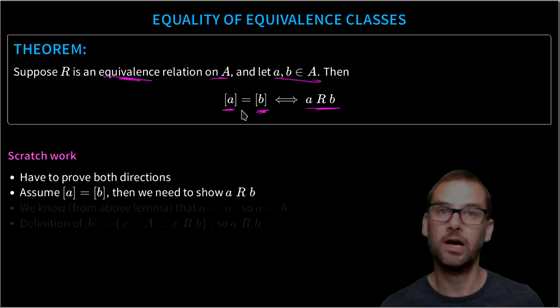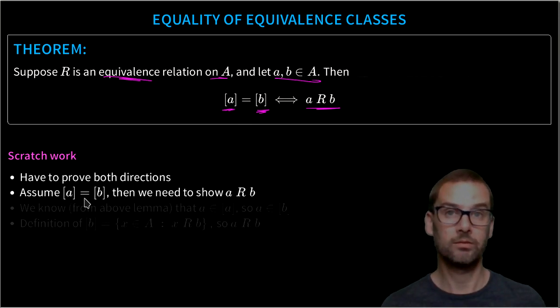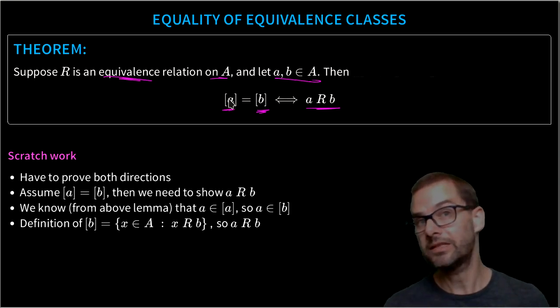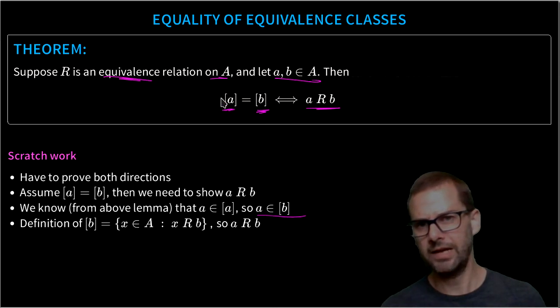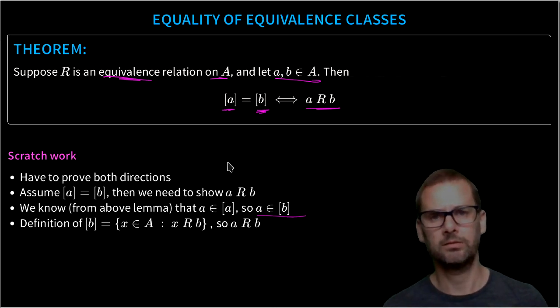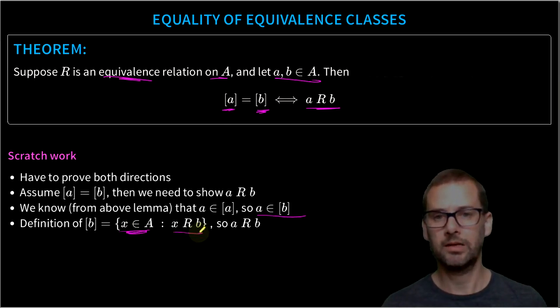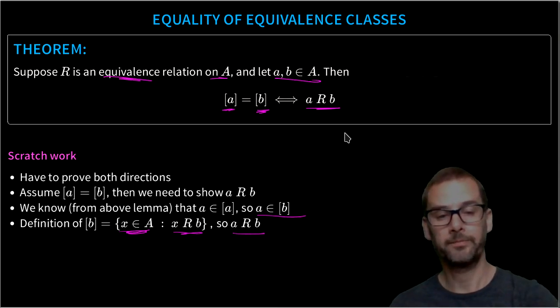So let's start off with the left-hand side and show that it implies the right-hand side. Let's start by assuming that the equivalence class of a is equal to the equivalence class of b, and show that a R b. We know from the previous lemma that a is in the set on the left-hand side, because a is always in its equivalence class. Because these sets are equal, that means that a is in the equivalence class of b as well, because if a is in this side, it has to be in that side as well. By the definition of the equivalence class of b, that's all the elements in A that are related to b. So if a is in that set, we have to have a R b. Okay, so that proves one implication.